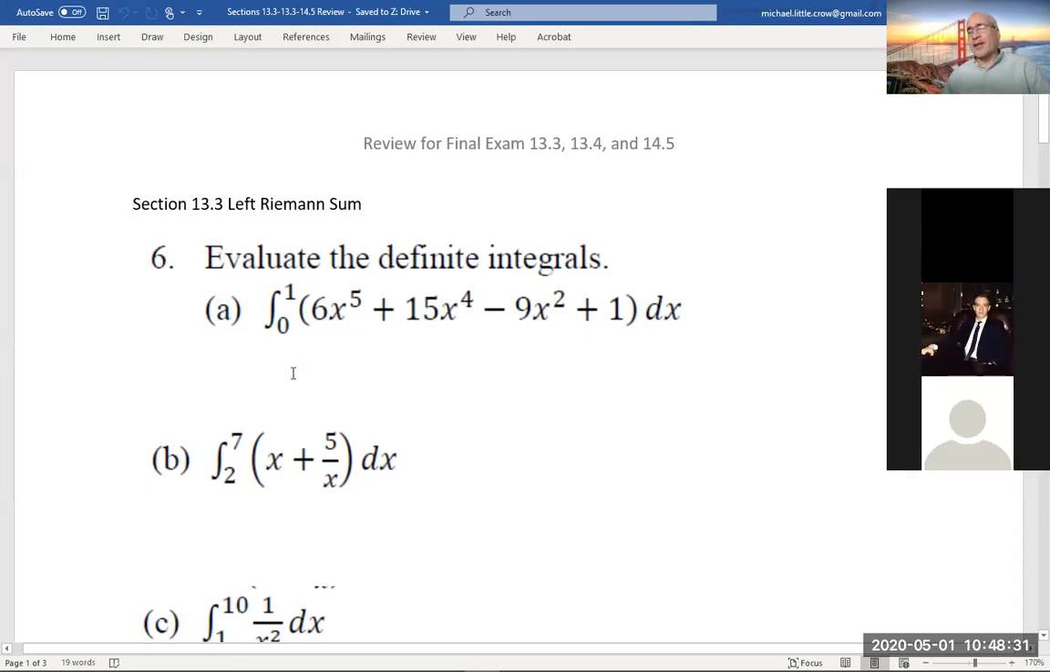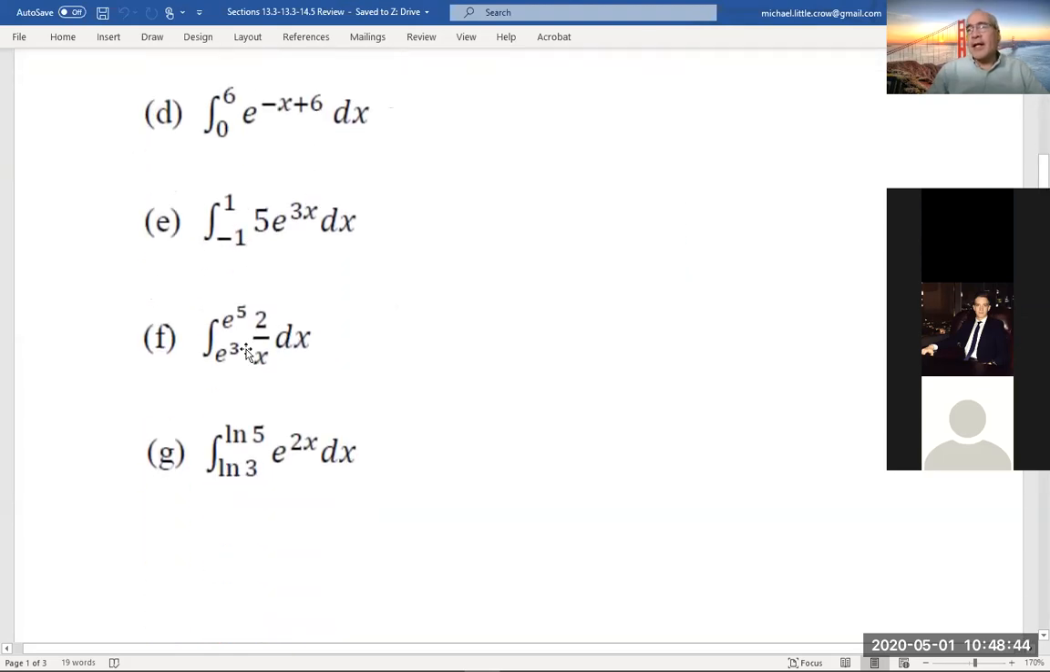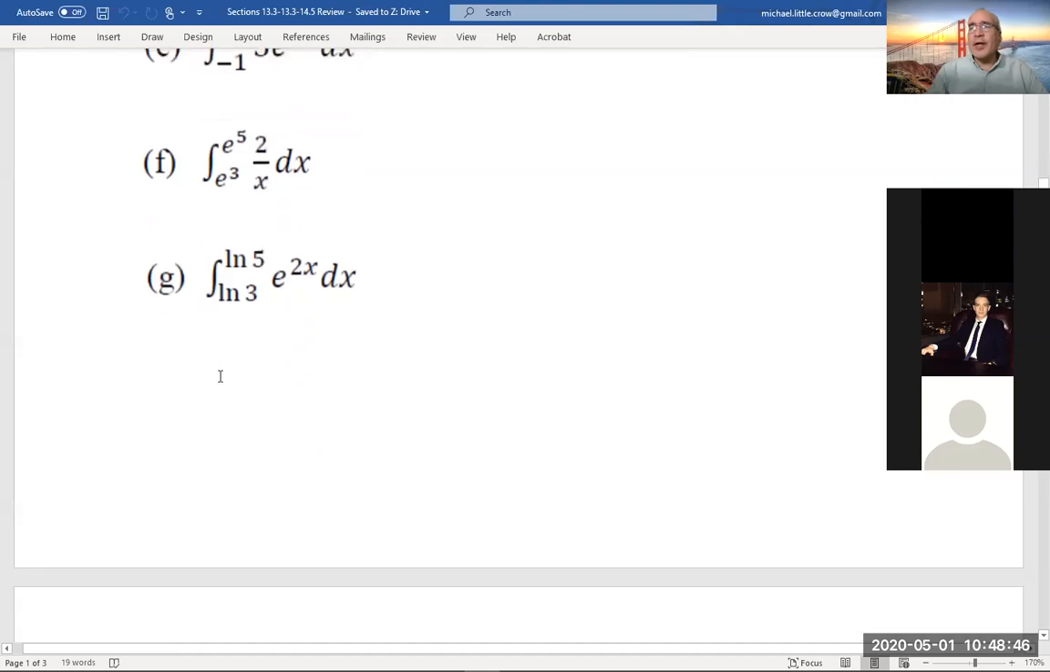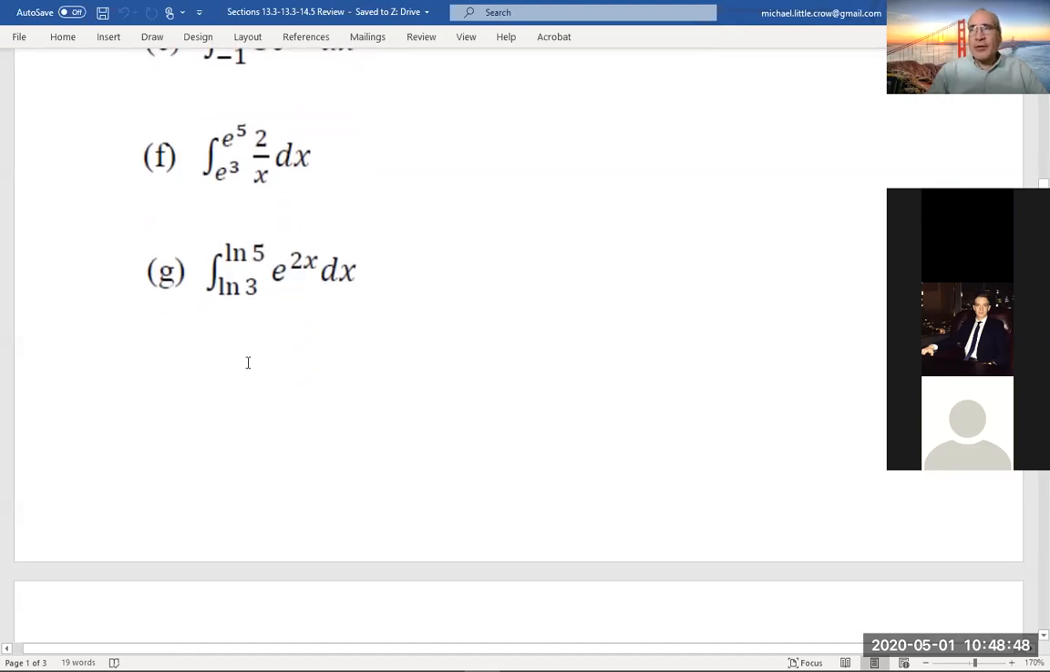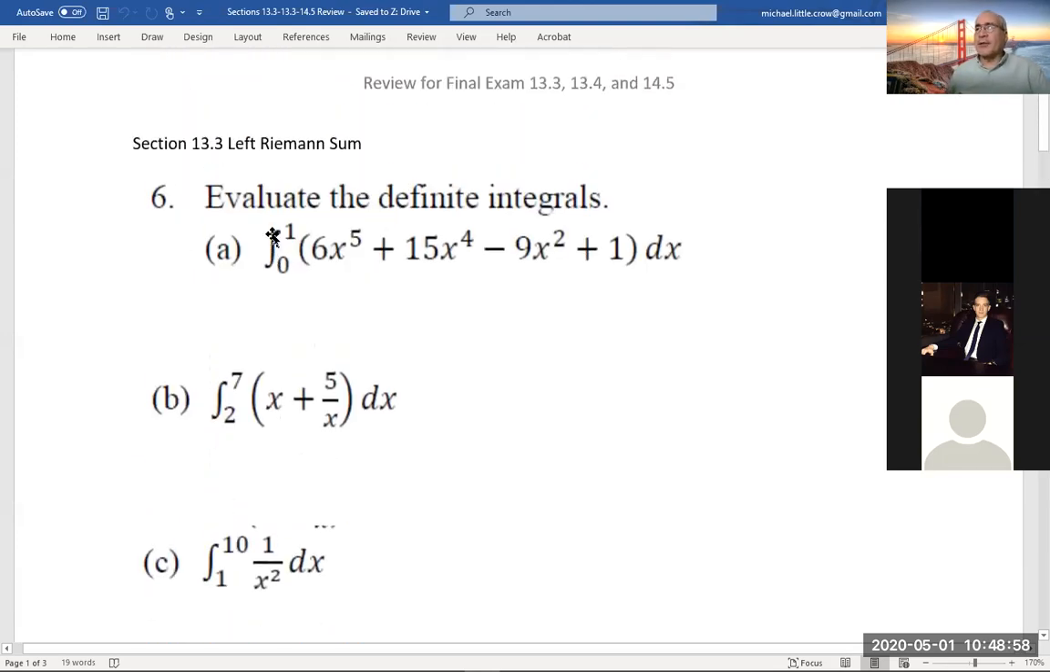Yep. Okay. So we'll start with 13.3, which are Riemann sums and evaluating definite integrals. Now the homework problem only had you do left Riemann sums, but we'll work through these as well. A few of them you can use the calculator, but some of them we'll do without the calculator as well.